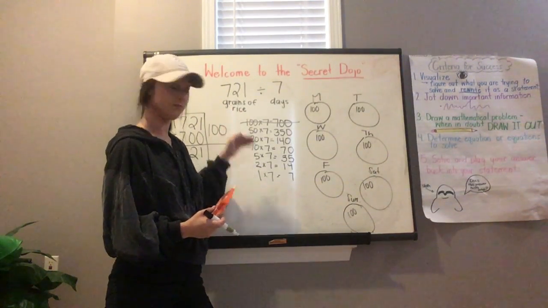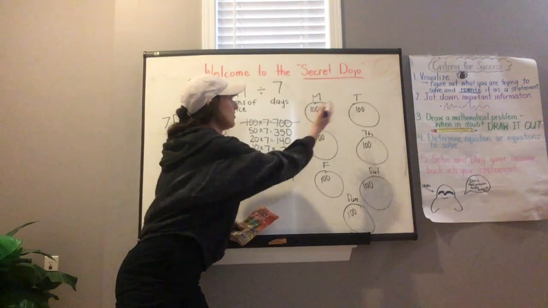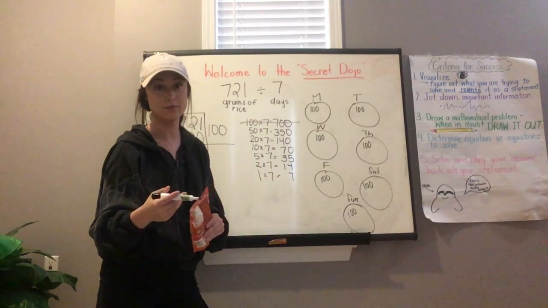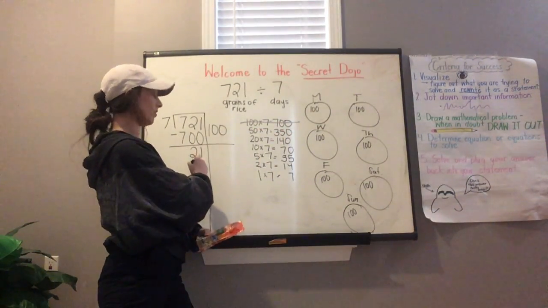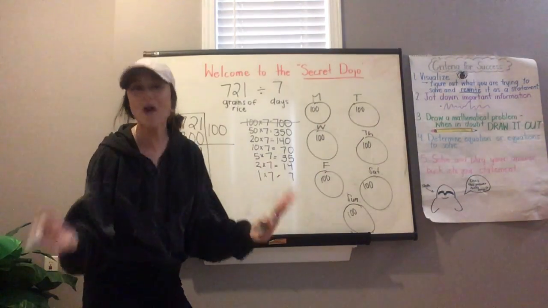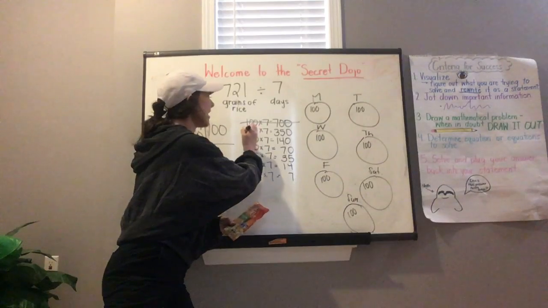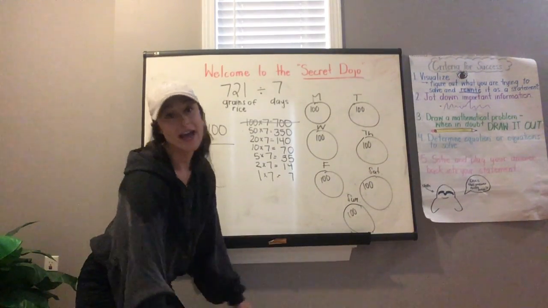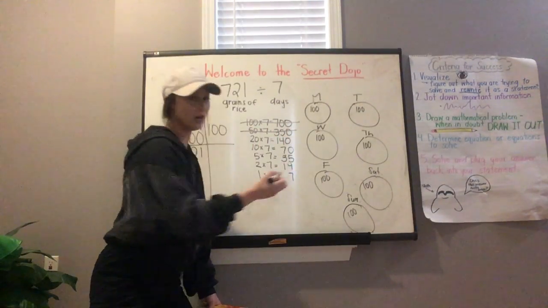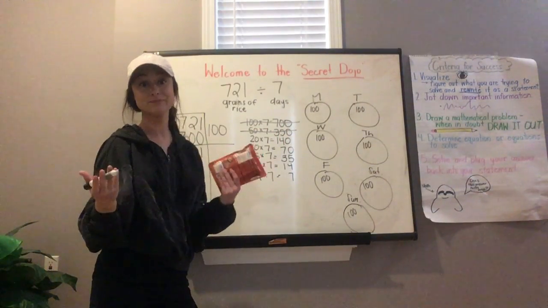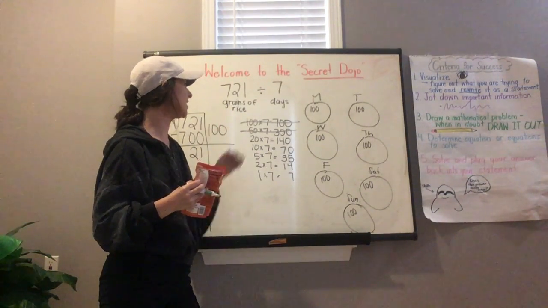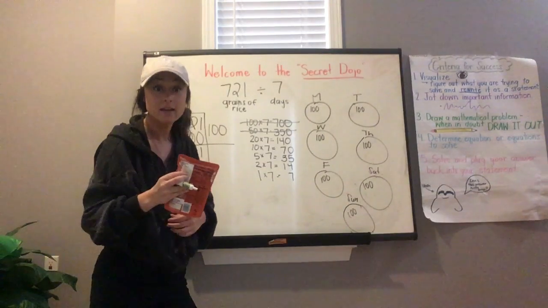Now let's go down to my 50. Can I give 50 grains of rice to each day, divvying out a total of 350 if I have 21 grains of rice? No, I cannot. It's way too big. So I cannot use it, so I have to lose it. Cross that off. I'm no longer going to use it. So I took care of my 100, took care of my 50, now let's take care of my 20.